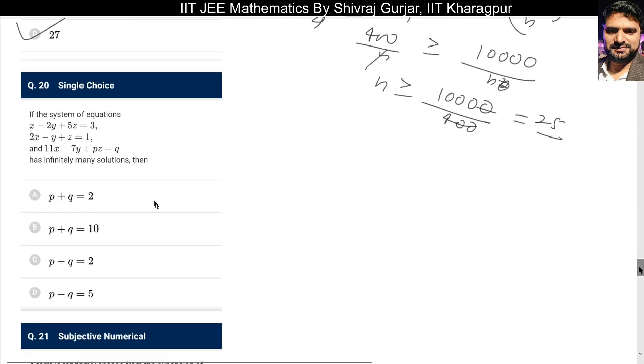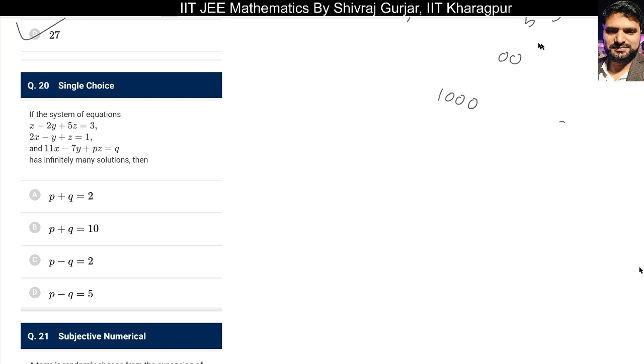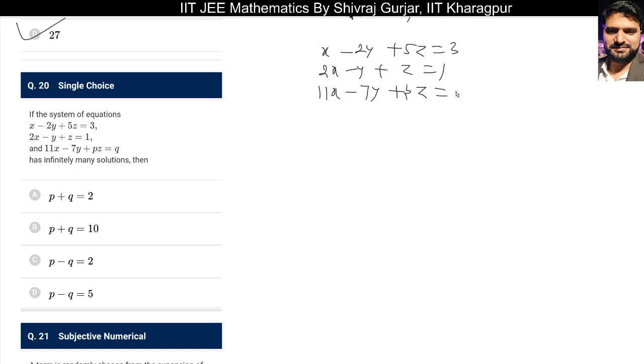The system of equations has infinitely many solutions. Okay. So in this one there will be calculations. Okay. x minus 2y plus 5z equals 3. 2x minus y plus z equals 1. 11x minus 7y plus pz equals q. It has infinite solutions.